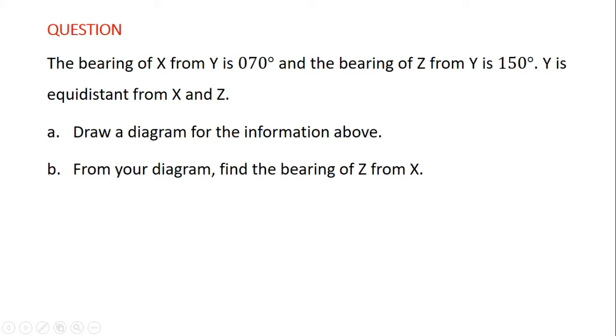The bearing of x from y is 70 degrees and the bearing of z from y is 150 degrees. Y is equidistant from x and z. Draw a diagram for the information above. From your diagram, find the bearing of z from x. So let's solve this question.